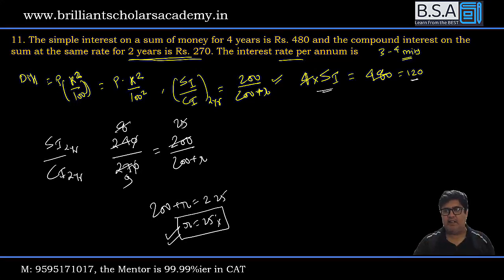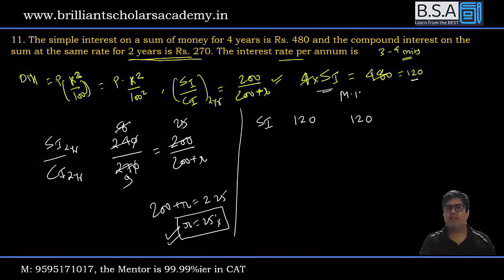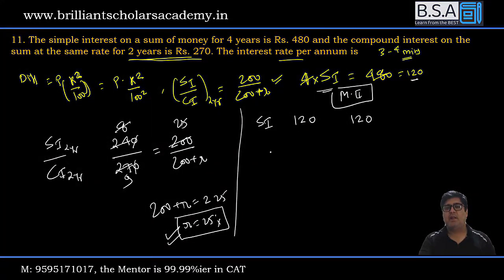Are there any other ways to solve this? Once you prove that simple interest is 120 rupees every year, I'm going for another method, method 2. Compound interest for the first year is the same, 120 rupees. Now because total interest is 270, 120 is the first year, so the second year must be 150.